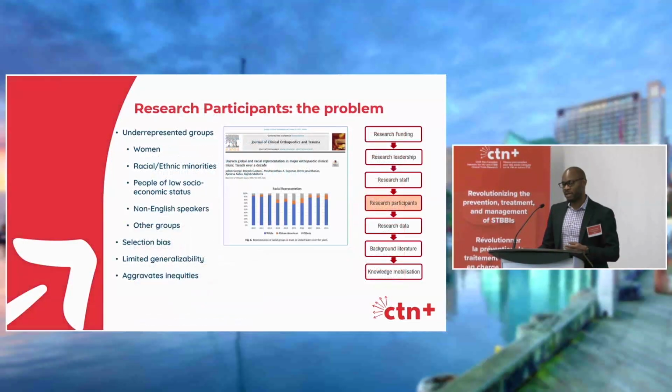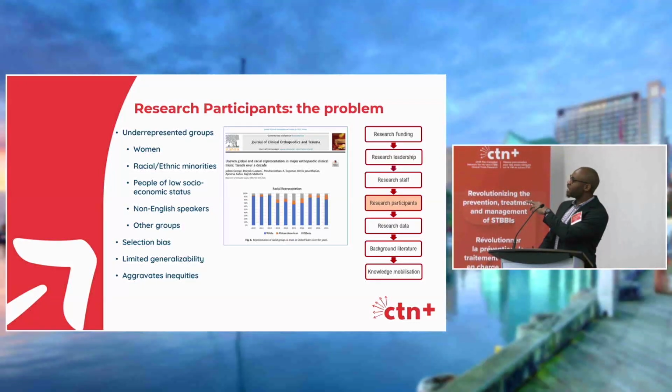So in terms of participants, the facts, the information that we know, many groups are underrepresented. So this is not a comprehensive list, but there's women, there's racial and ethnic minorities, people of low socioeconomic status, non-English speakers, and many other groups, right? And this introduces selection bias, limits the generalizability of the research we are conducting, and it also aggravates inequities because if you're not doing research on them and then you don't have solutions for them, that creates a higher gap.